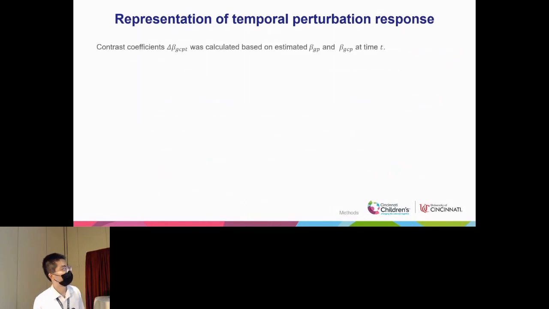Since we have different covariates, we statistically combine beta GP and beta GCP and make it into a contrast coefficient, which is a representation of the perturbation effect in single cell data. And the covariate is calculated for each time point. After that, we concatenate the results from all the time points, and we can make it a series of temporal perturbation effects. And we define this series as functional data.